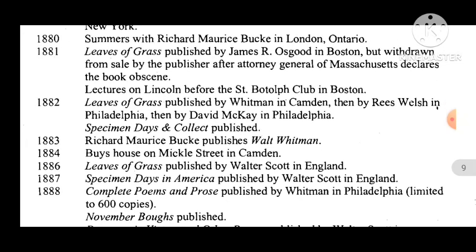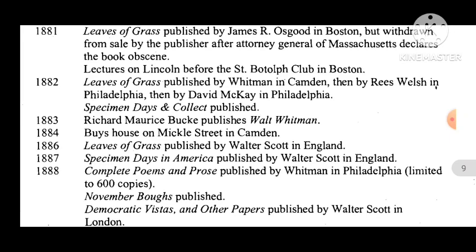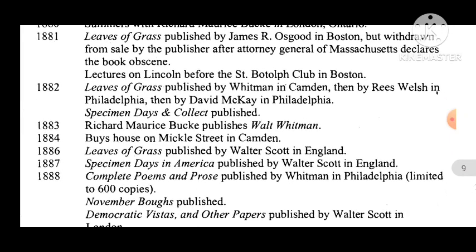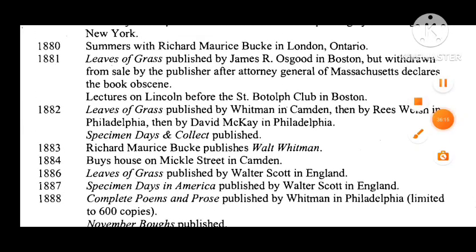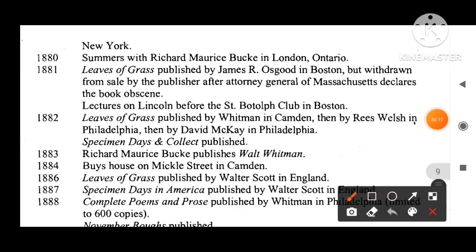1881, Leaves of Grass published by James R. Osgood in Boston but withdrawn from sale by the publisher after the Attorney General of Massachusetts declared the book obscene. Okay, so 1881, the book was declared obscene.